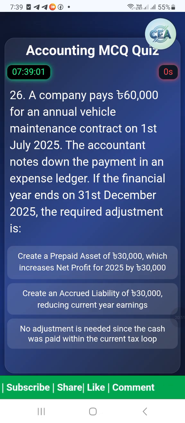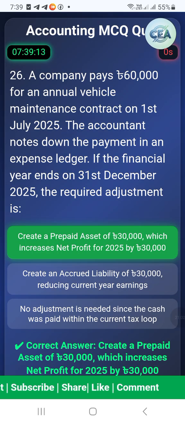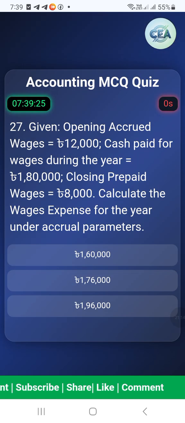Option 3. No adjustment is needed since the cash was paid within the current tax loop. Correct answer is create a prepaid asset of 30,000 takas, which increases net profit for 2025 by 30,000 takas. 27. Given, opening accrued wages equals 12,000 takas, cash paid for wages during the year equals 180,000 takas, closing prepaid wages equals 8,000 takas. Calculate the wages expense for the year under accrual parameters.